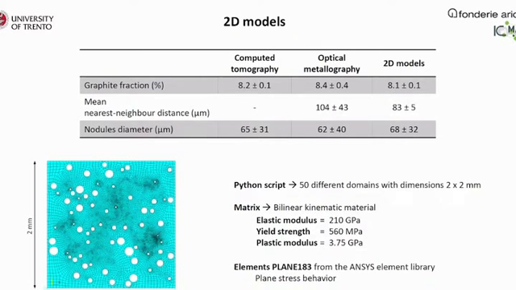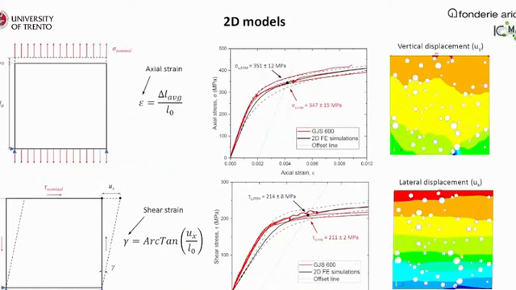And then we carried out several biaxial loading simulations. Here we show the axial and the pure shear loading conditions. And as you can see, we are able to report results with a scatter band. So these are the results collected with 50 different domains, and the matrix properties were kept fixed.